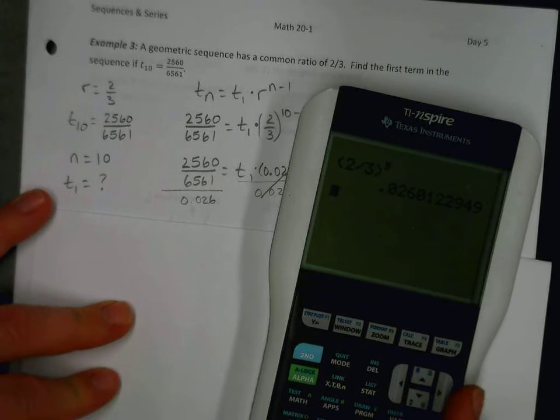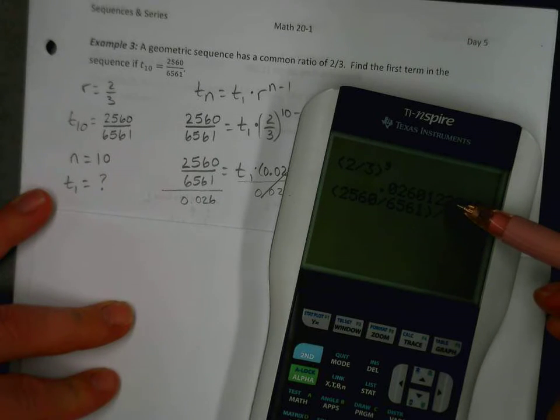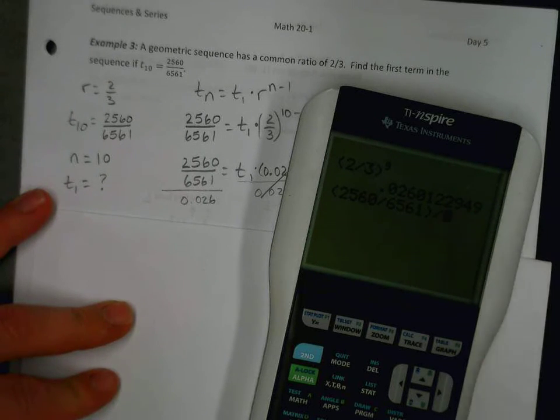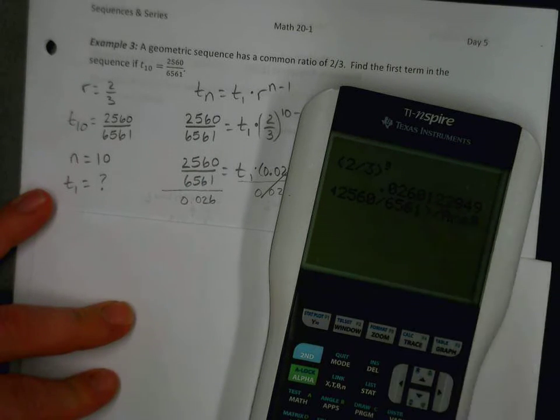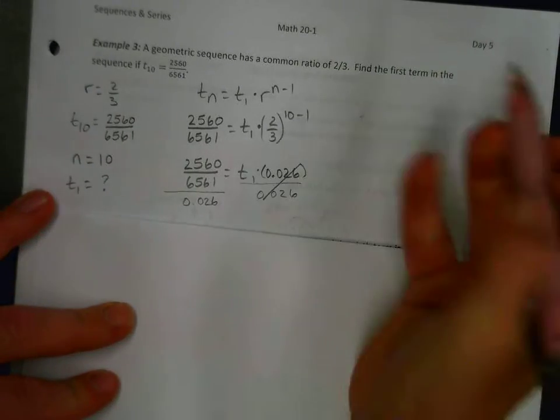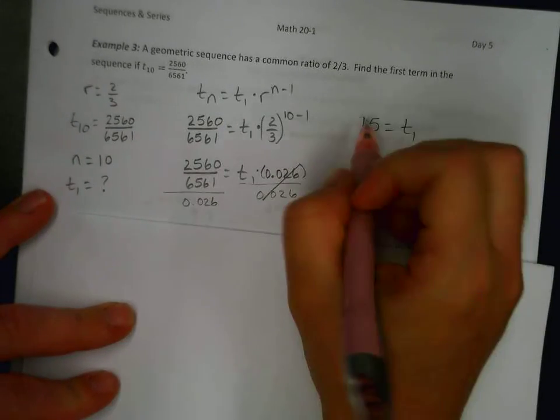So on my calculator, I'm going to take, in brackets, 2560 over 6561, and then I'm going to divide that by this previous answer. So remember, to bring this previous answer up on your calculator, you press second negative, and this ANS represents this answer up here. And then I hit enter, and it works out to a nice whole number in the end. So my first term of this sequence is 15.